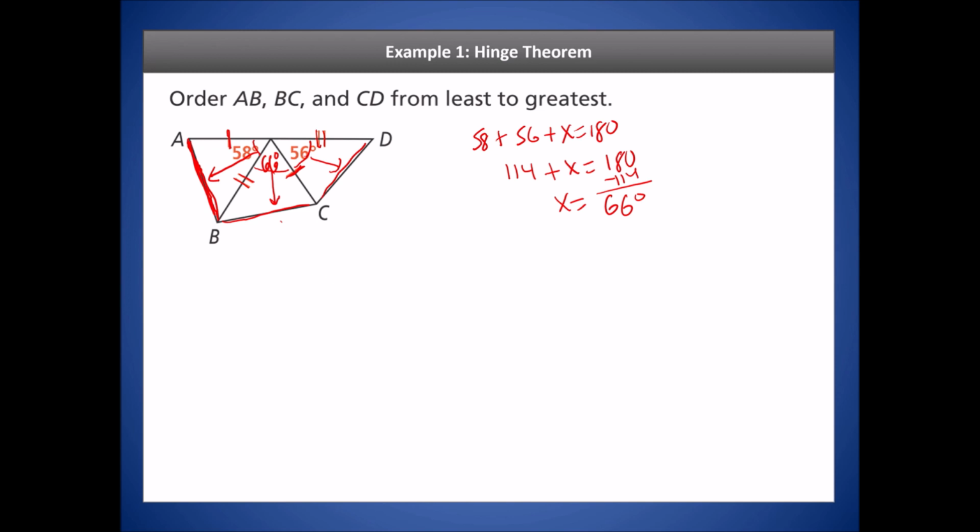So let's do the smallest. The smallest is the 56 degree angle. So opposite of that is CD. So CD is smaller, the next smallest is AB, and then the greatest is BC. And that's it for our example.